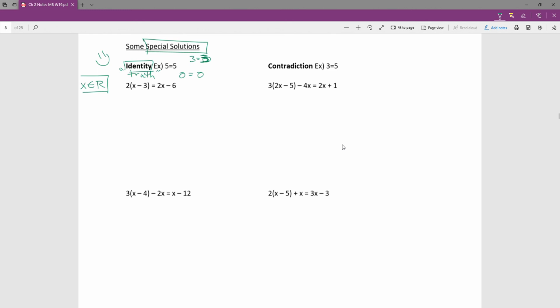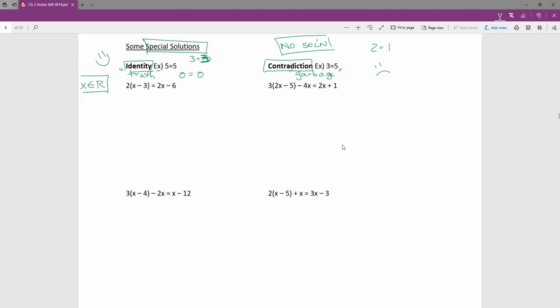The other one is a contradiction. So you're going through and using all of the strategies that you've been learning in chapter 2, and you get down to a line of garbage, I always call it. It's just an absolute nonsense line, like 2 equals 1. No, 2 doesn't equal 1. It never does. And so if you get down to a line of garbage, these are the ones that are impossible to please. So they are a contradiction. And it means there are no solutions for this one.